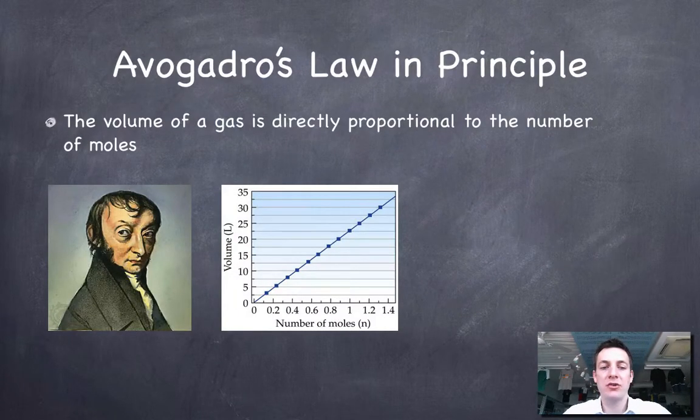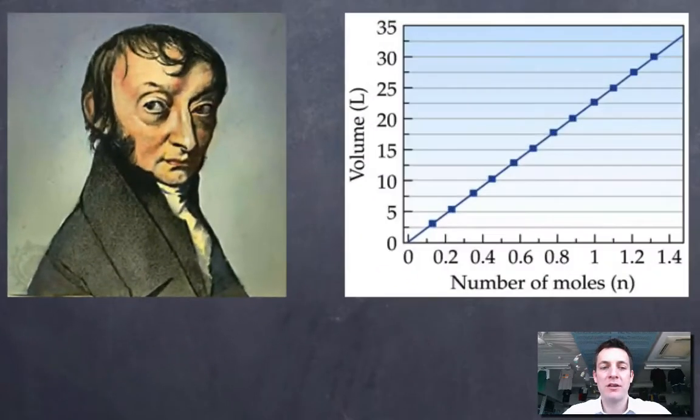This is called Avogadro's law. Here's a picture of Avogadro, one of a number of scientists who were working on gases around the same time as Charles and Dalton and Boyle and people like this. But anyway, he said that the volume of a gas is directly proportional to the number of moles of that gas. So the more particles you have in a container, the larger its volume will be. And not only that, if I double the number of particles, then the volume will double.